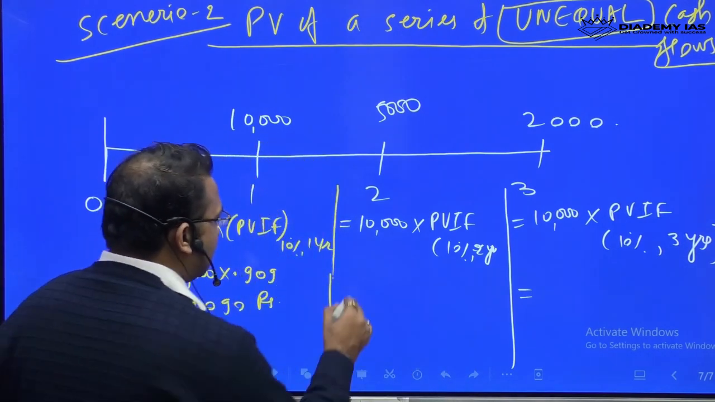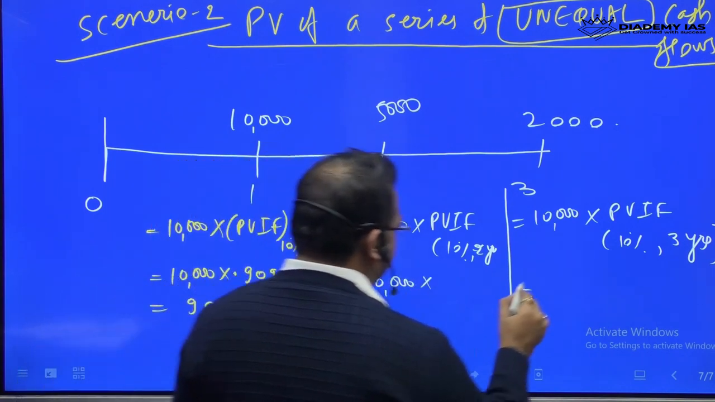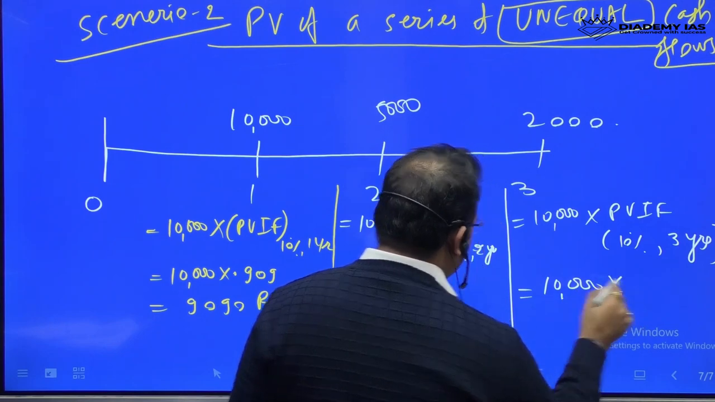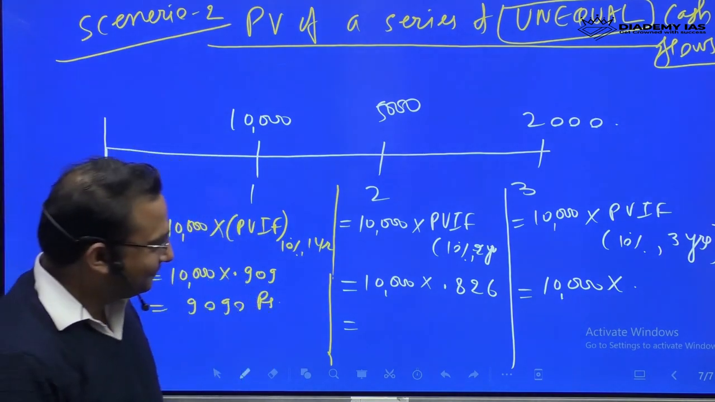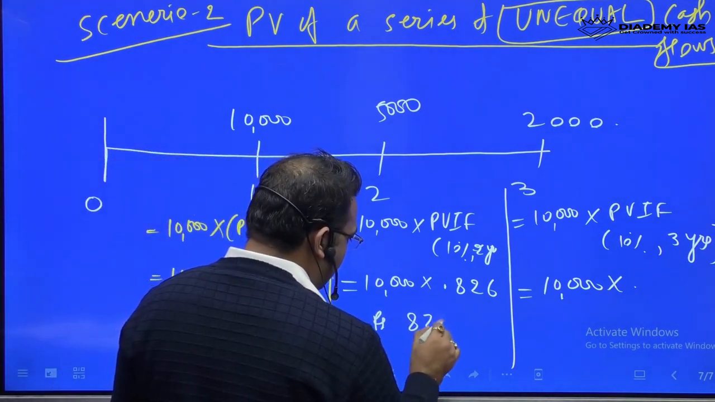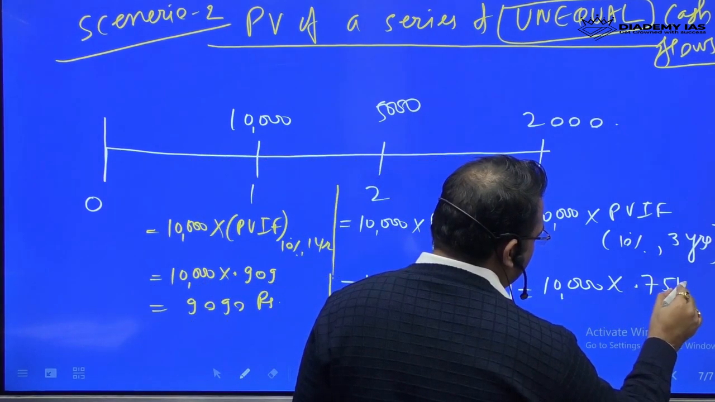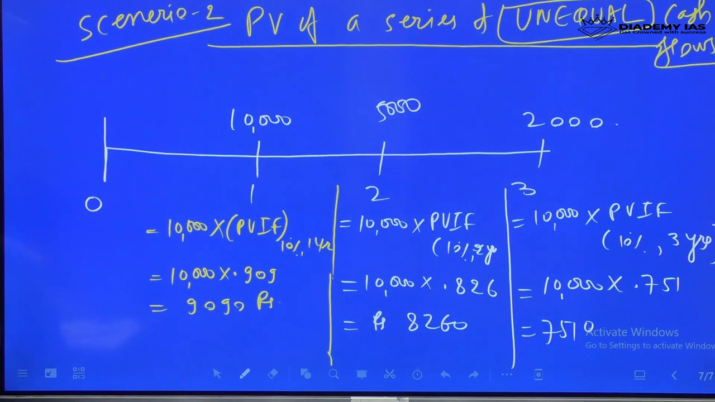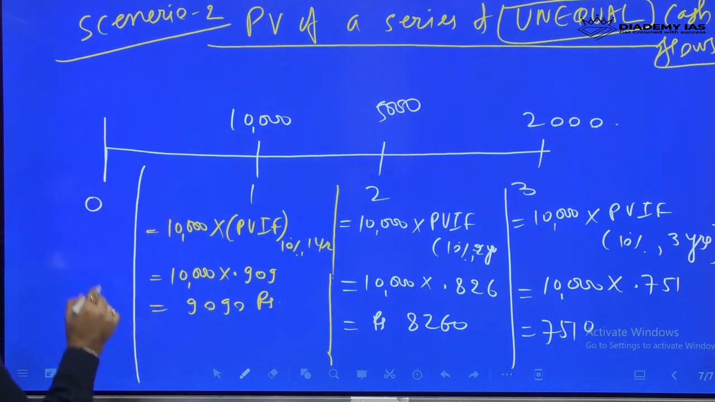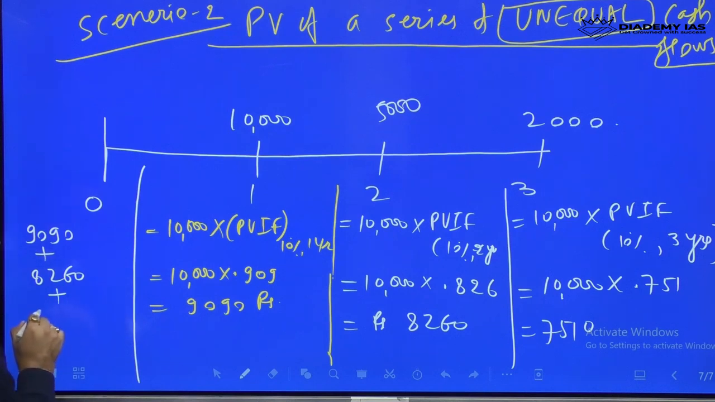Okay, so how much is this PVIF 10% 2 years? 0.826. We have been doing this since childhood, now you have memorized it. 8260, right? So rupees 8260. Third period, this is 0.751, so 7510. So if we have to calculate the present value at this time, it will be simple, that is 9090 plus 8260 plus 7510.